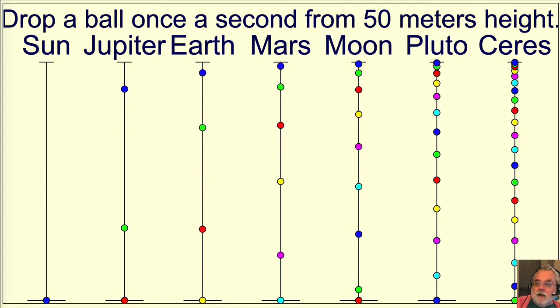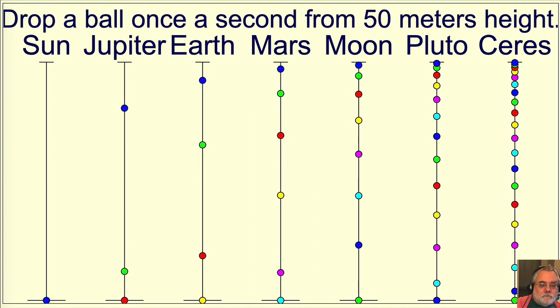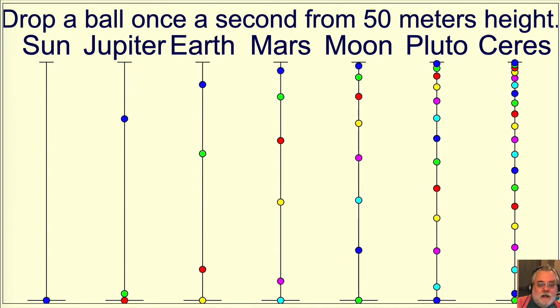Can you see how gravitational acceleration and speed hitting the ground vary from the massive Sun to tiny Ceres? Note that this demo did not indicate the weight or mass of the cannonballs.